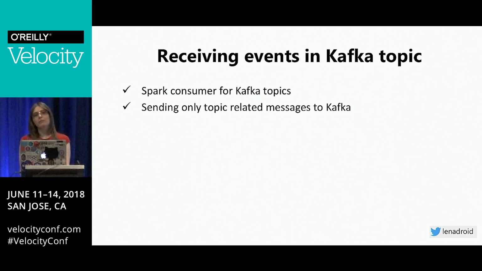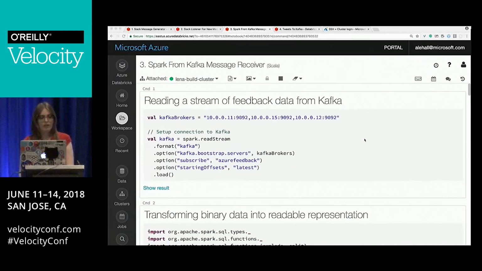Now, after we have a listener registered, we need to see if we're actually receiving events. And for that, we need to implement a Spark consumer from particular Kafka topics. So we need to get the Spark consumer working with the Kafka topics, and we need to make sure that we're seeing only events that we are interested in. So let's see how that works.